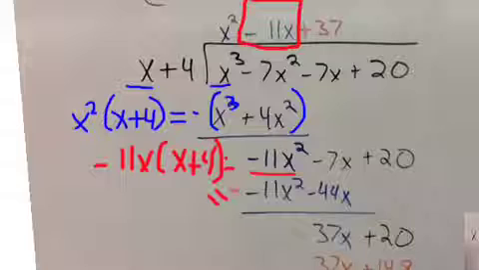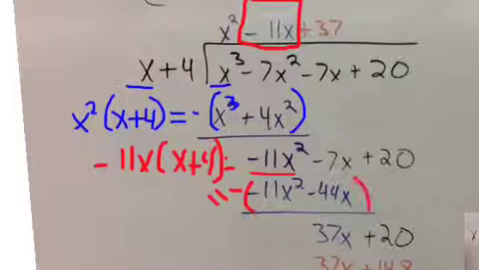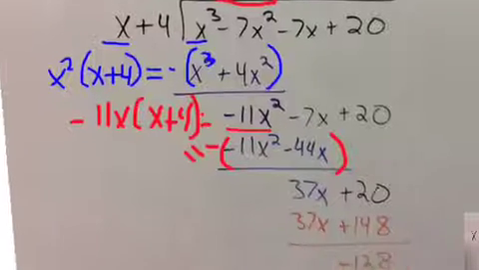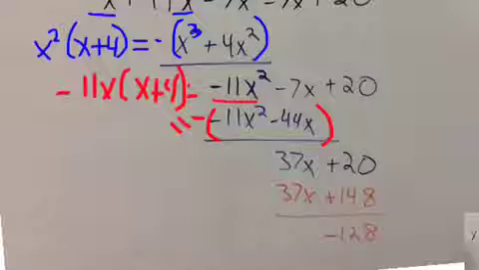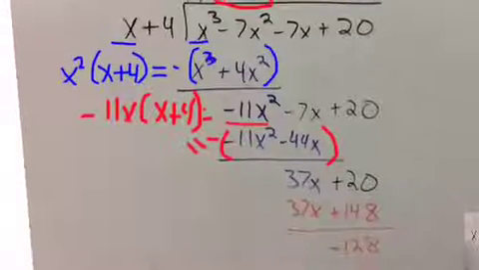So minus this, which is how you get negative 11x squared minus negative 11x squared, which gives you nothing. And then negative 7x minus negative 44x gives you 37x. So negative 7 minus negative 44: a negative and a negative make a positive, so it'll be a positive 44 minus the 7 gives you that 37x. Which means now we go back to the top.